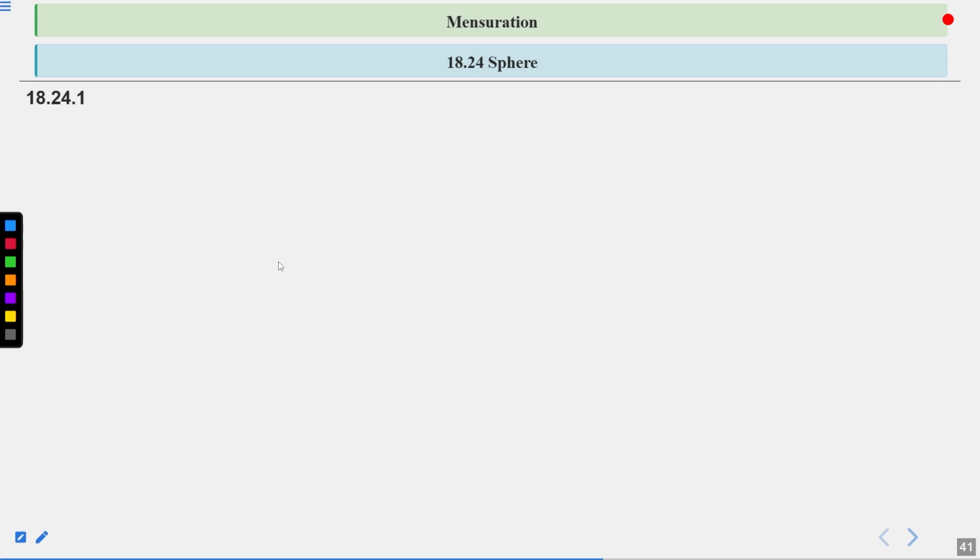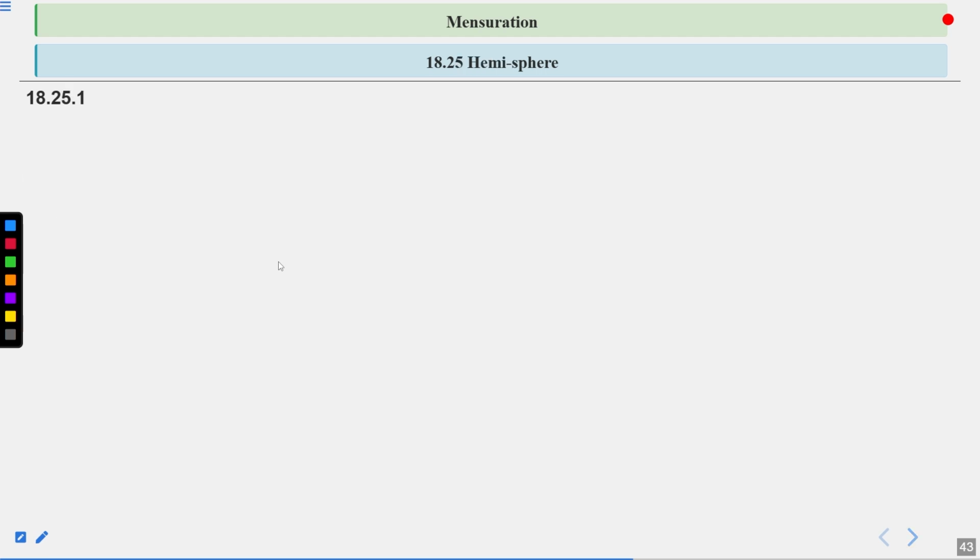Next one is sphere 18.24. So first formula related to a sphere is 18.24.1. So this is the diagram of the sphere. Now the volume is 4 by 3 pi r cube. Next formula of the sphere 18.24.2. So this is the diagram, and the surface area is 4 pi r square.